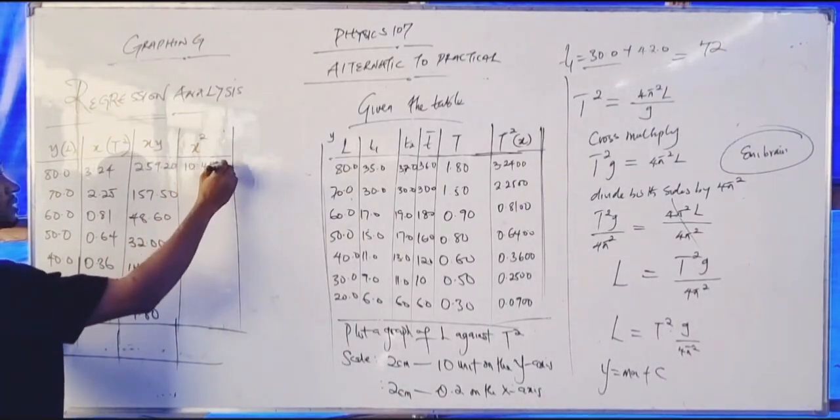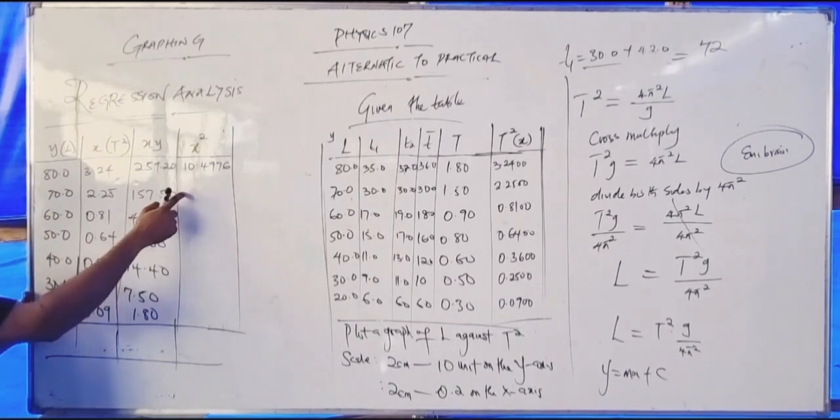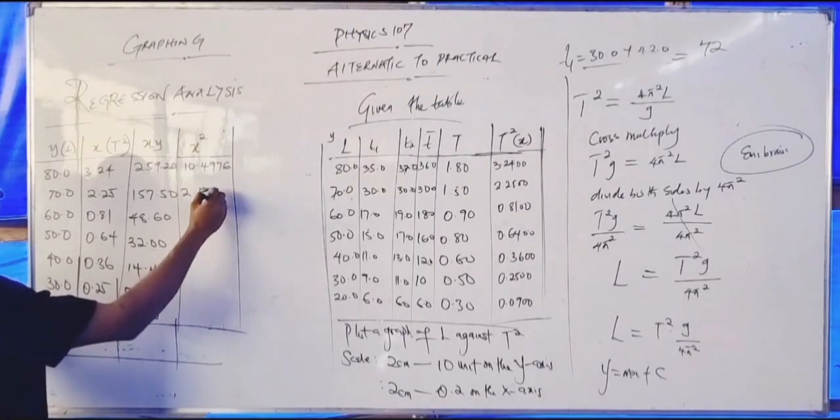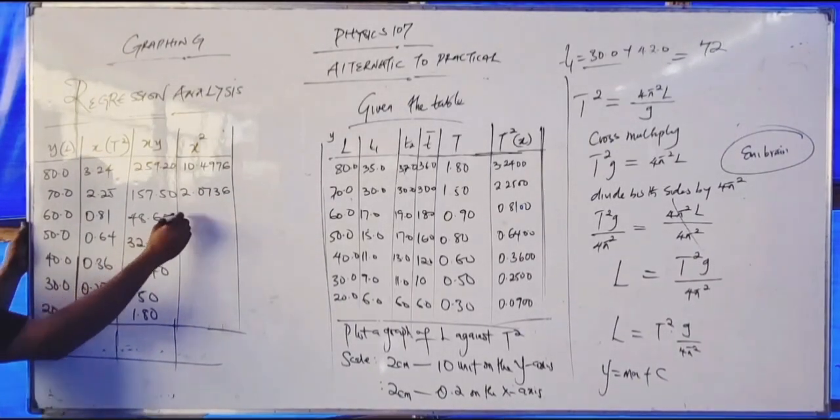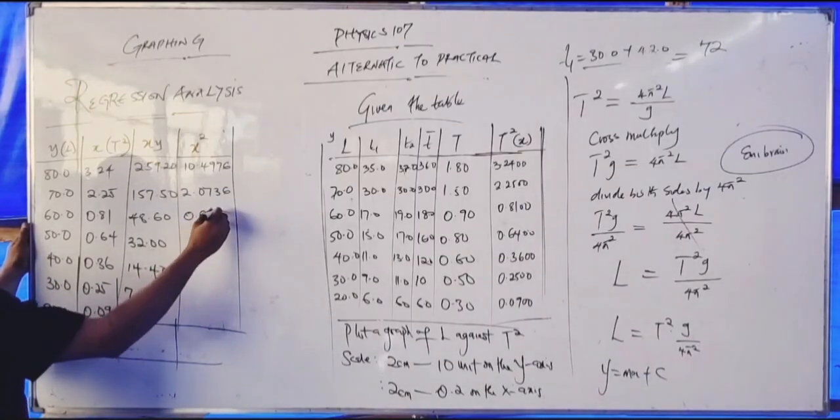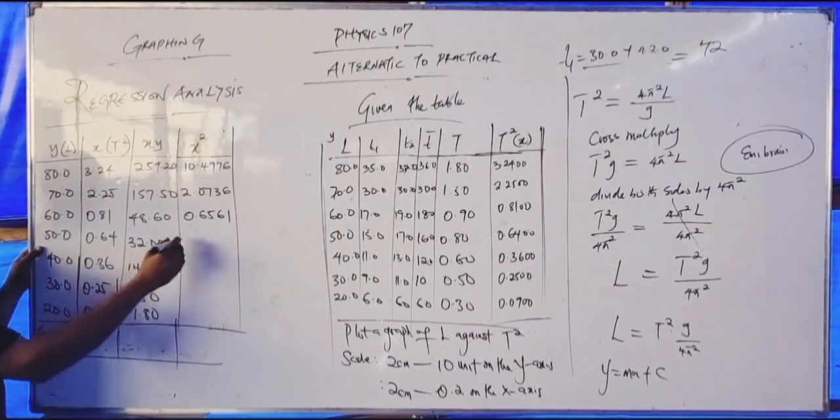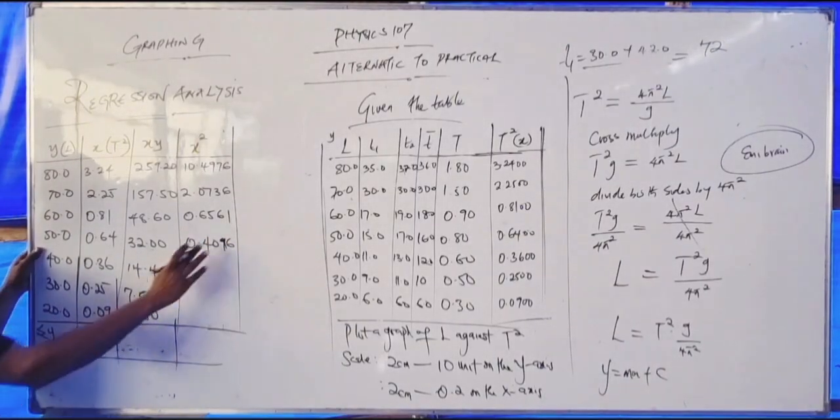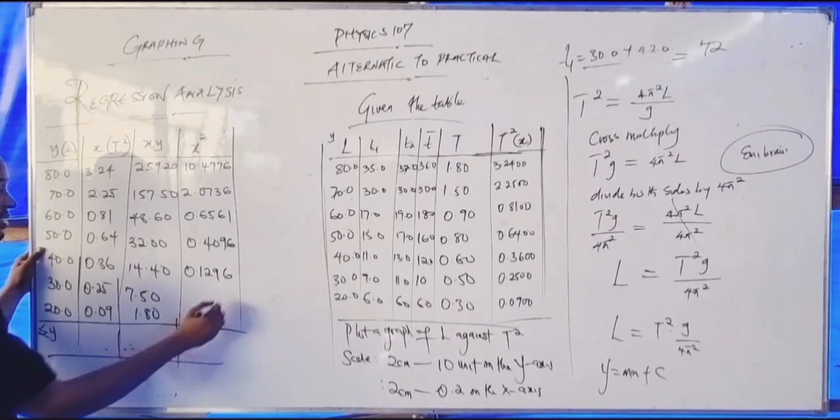10.49. Good. This one should be 4 decimal places. Okay. What again? 2.0736. What about this? 0.6561. Good. What about this? 0.4096. What about this? 0.1296. What about this?